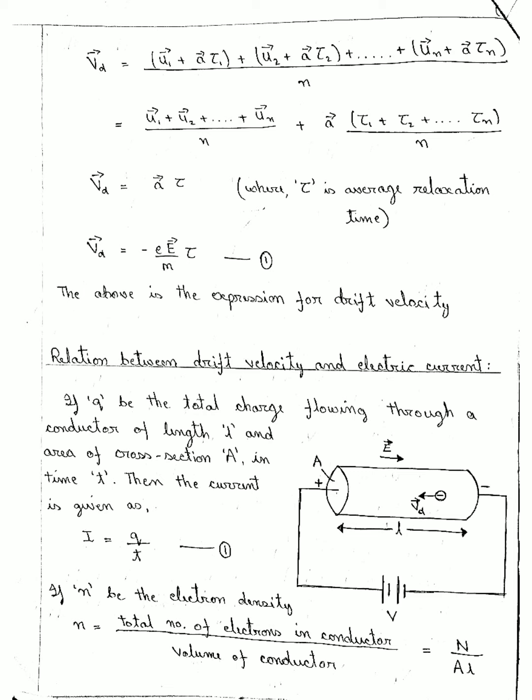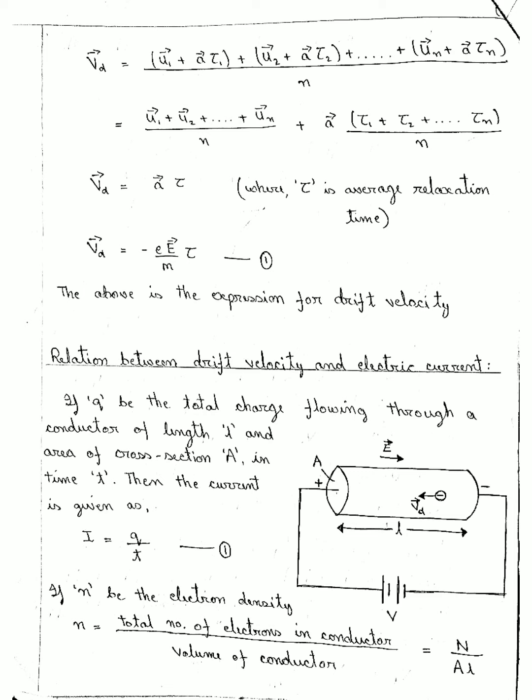that only under the influence of the external applied electric field do the electrons get drifted inside the conductor, and the drift velocity is opposite to the applied electric field. So from equation 1 we can find that Vd is equal to minus, which indicates that the drift velocity is opposite to that of the electric field E vector.